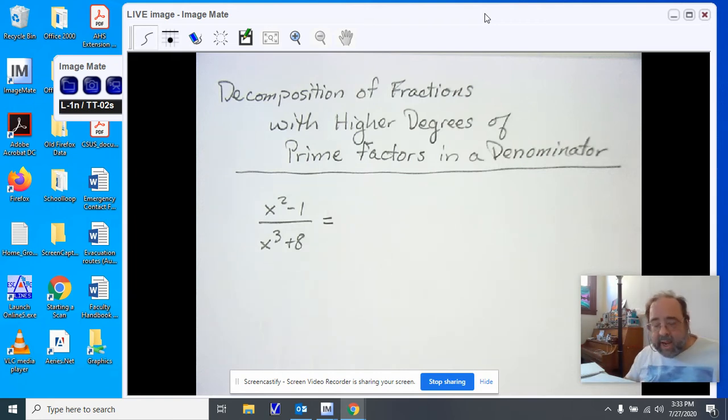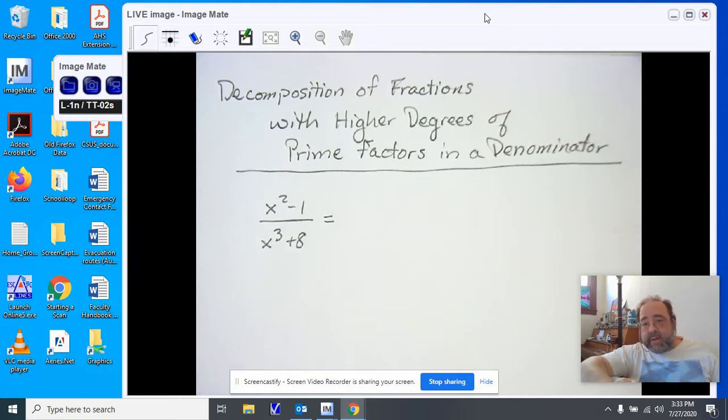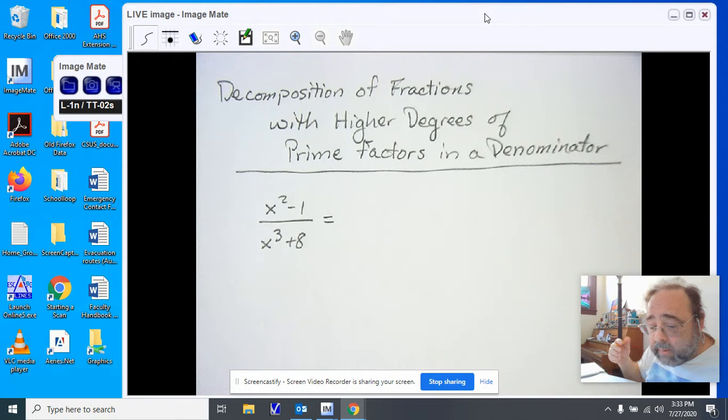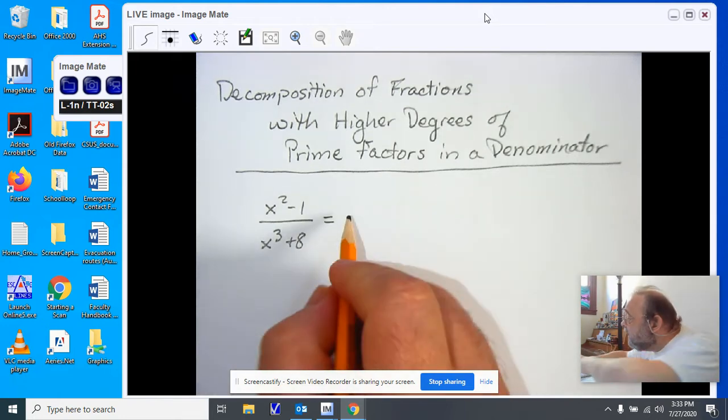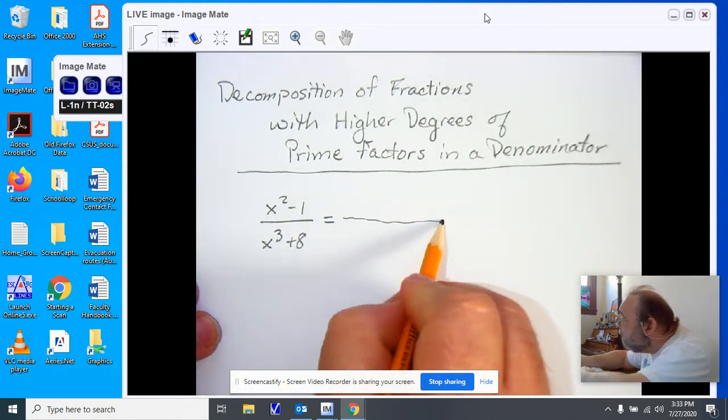Welcome, gentle folks. Today we're going to be taking a look at the last installment of decomposition of fractions. This is with higher degrees of prime factors in the denominator. I'm starting off with x squared minus 1 over x cubed plus 8. This is something that's very easy to factor, and we know it based upon a pattern.